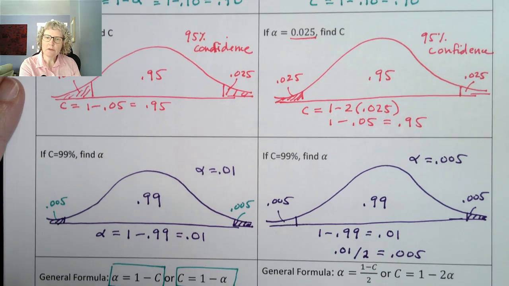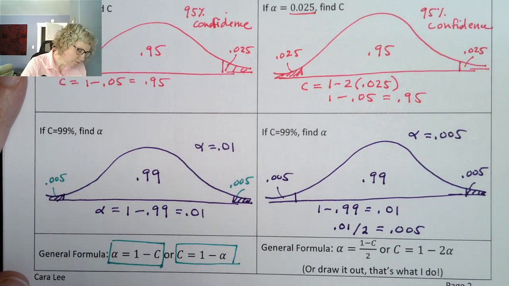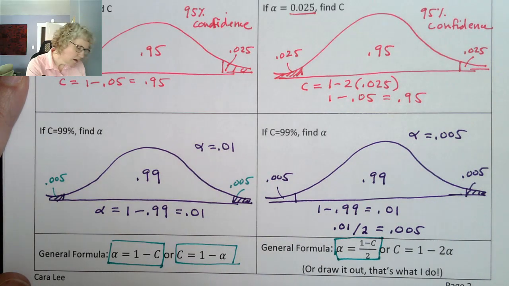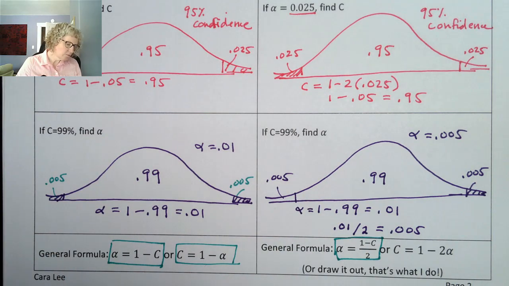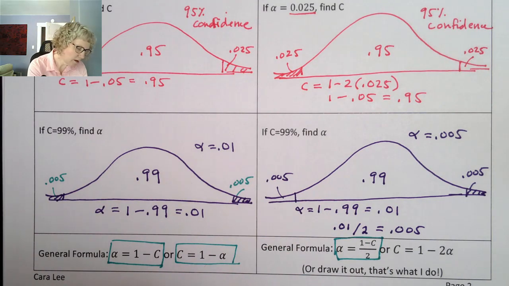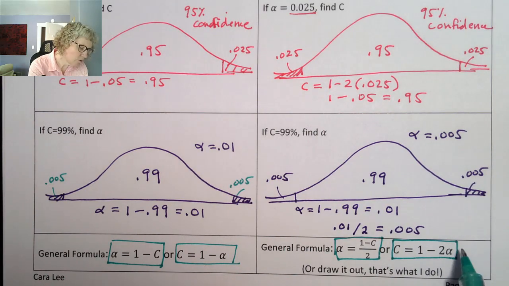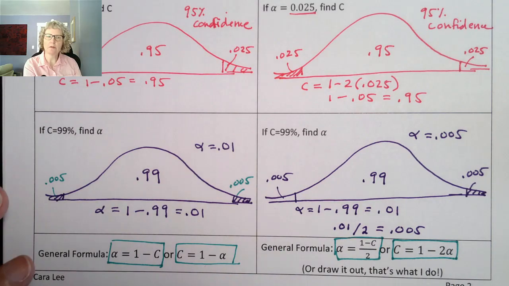Okay, so if you like formulas, then we have those for you. Alpha, and that's essentially what we just did. If we're finding alpha, which this one was, so let me write alpha equals there. If we're finding alpha, we do 1 minus the confidence level, and then we divide that by 2. Okay, and that's what we just did there. If we're finding the confidence level, then we took 2 times alpha and subtracted that from 1. So 1 minus 2 alpha, okay?